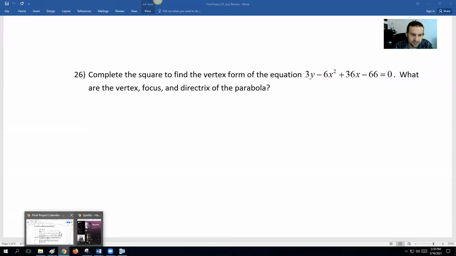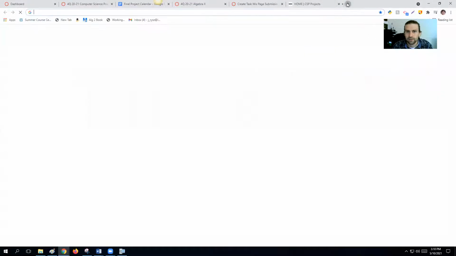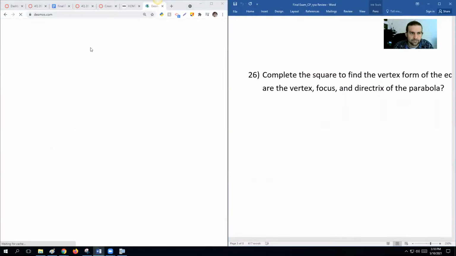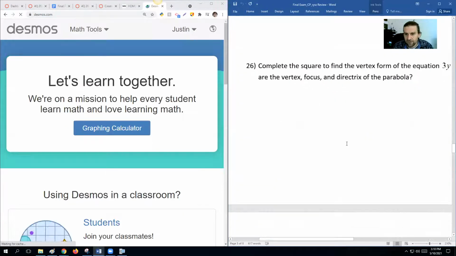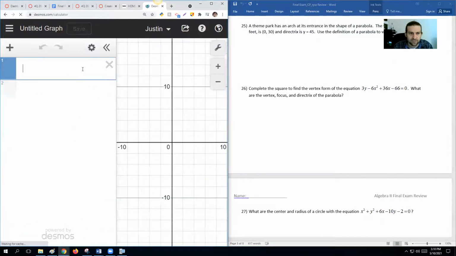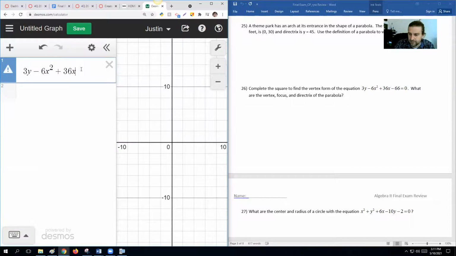If we went on Desmos here, and let me go ahead and pull this up, just desmos.com. And if we just type in that equation, that's not going to give us all the answers, but it's going to help us narrow it down. Especially since our test is going to be multiple choice, you can really narrow this down. So we have 3y minus 6x squared plus 36x minus 66 equals 0.